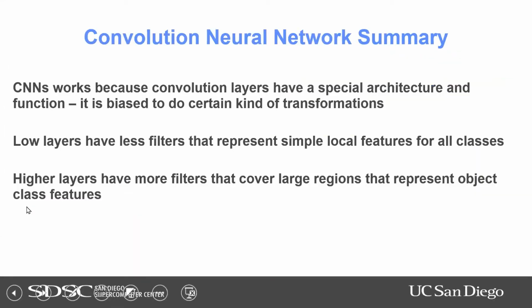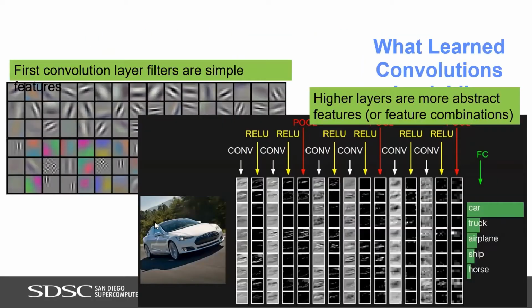They work because the convolution layers are really special architectures. It's kind of biased to do a transformation around a little patch. In the lower layers, you have fewer filters for local features of all classes. In higher layers, there are more filters that cover more of the space of your image, and they tend to represent object class features.